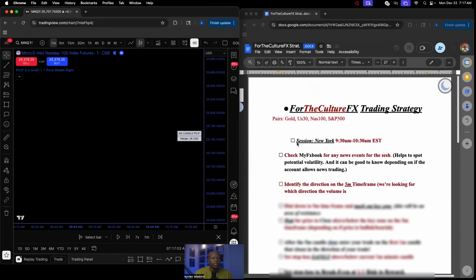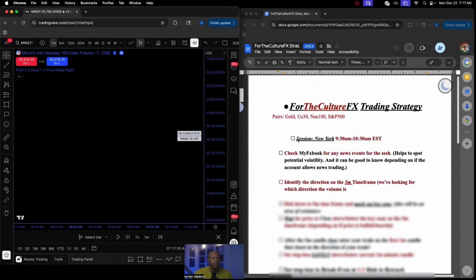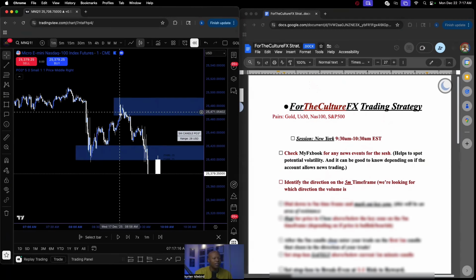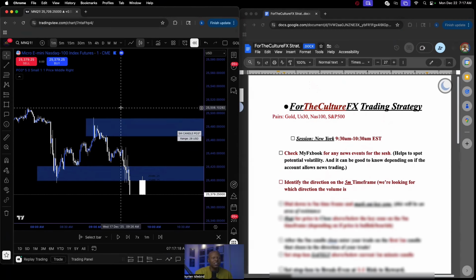So starting with phase 1, we have A, which is anticipate. These are going to be the first 3 steps that we take, right? So you can see here, the first step is we need to trade the New York session at 9:30 to 10:30 Eastern Standard Time. Now, why we want to do this is because we need consistent volume. Volume is going to be big candles in the markets, right? And we need that consistently in order to execute. So that's going to be very, very crucial.